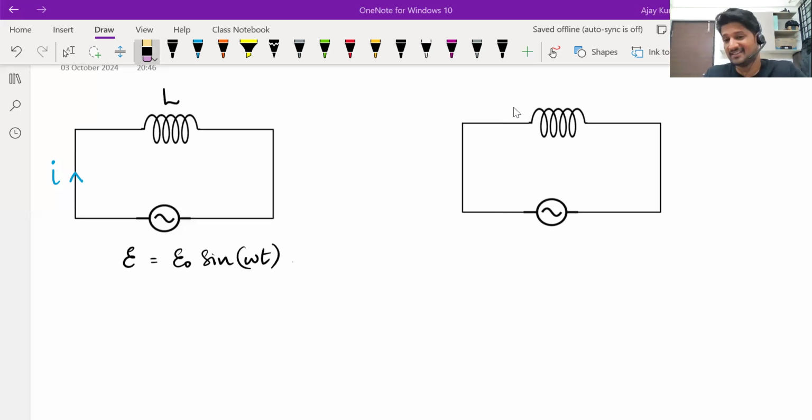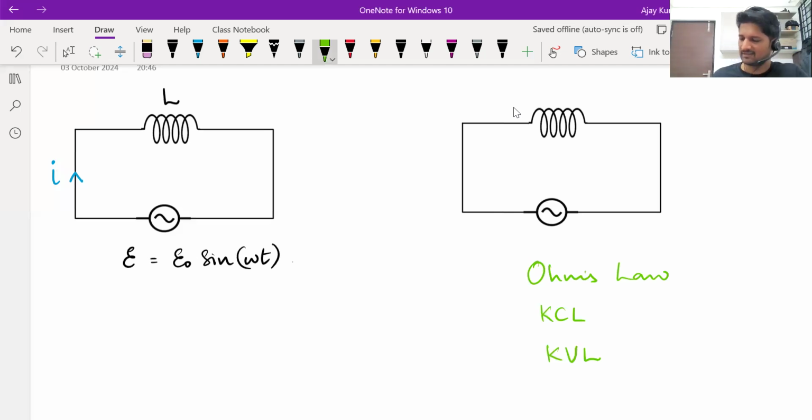See, in any circuit-based problem, some of the basic equations that you will try to apply are Ohm's law, then Kirchhoff's current law and Kirchhoff's voltage law. These are the things that help you solve problems based on circuits. Now here I asked you a way to write an equation with current in it. Can we apply Ohm's law to an inductor? No, sir. It can be applied to a resistor, not an inductor.